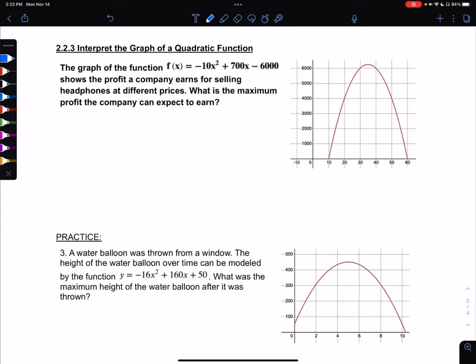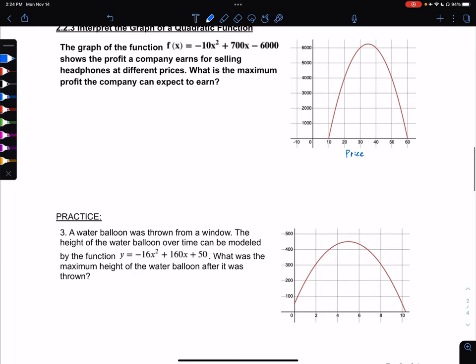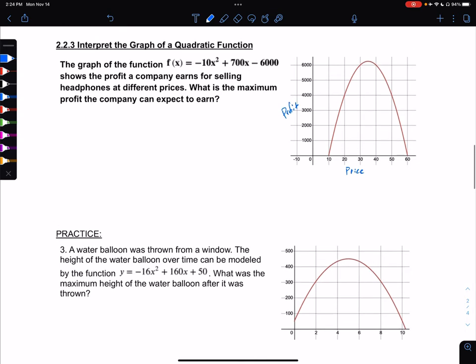Here we're going to interpret the graph of a quadratic function. The graph of the function f of x equals negative 10x squared plus 700x minus 6,000 shows the profit a company earns for selling headphones at different prices. So this is going to be the price, and this is going to be the profit. What is the maximum profit the company can expect to earn?